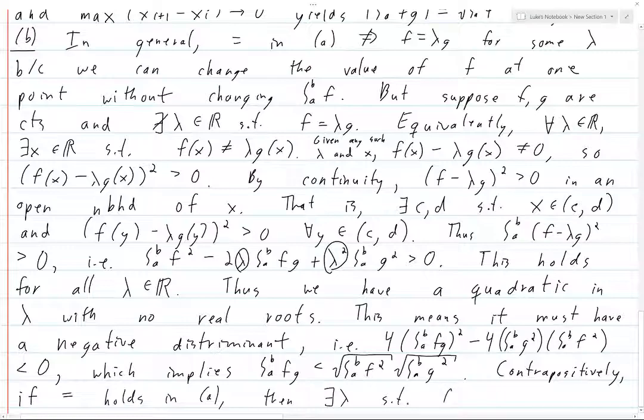But anyway, contrapositively, if equality holds in A, then there exists a lambda such that f equals lambda g. And again, this is only in the case of f and g being continuous, because you need continuity in order to prove that there are numbers c and d such that f minus lambda g is positive on the interval from c to d. If you don't have continuity, then you can just change the value at a point, and it doesn't matter, because changing something at a point is not changing something in a neighborhood.